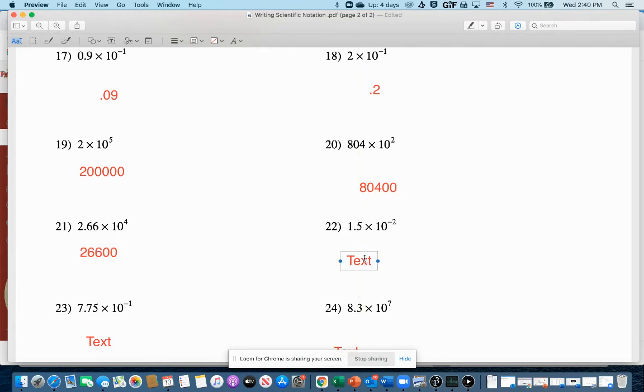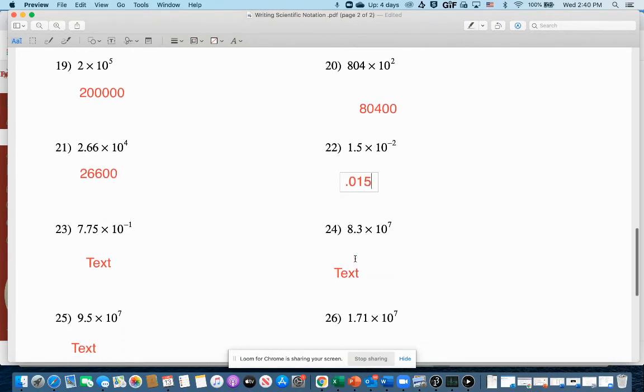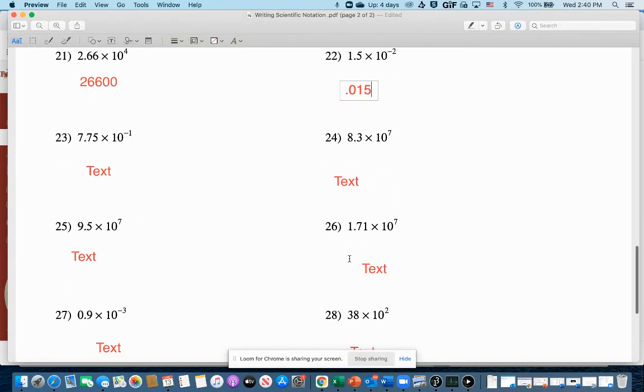In this case, 1.5, I'm going to move this 2 spots, and it needs to get smaller, right? So if I got smaller 1, that would be 0.15. 1 more, there's nothing there, so add a 0. So 0.015. 7.75, again getting smaller by 1 decimal, so 0.775. 8.3, it's going to get larger by 7, so I move it over 1 right there.